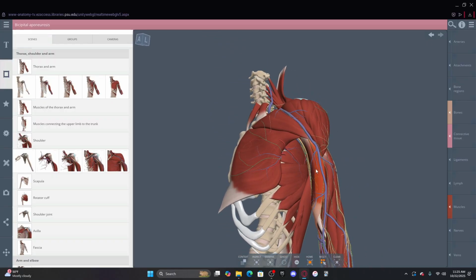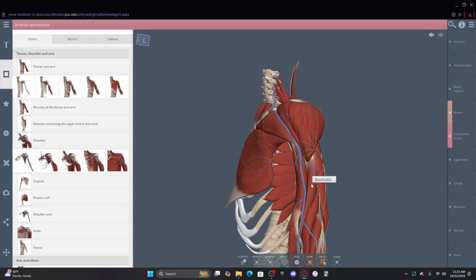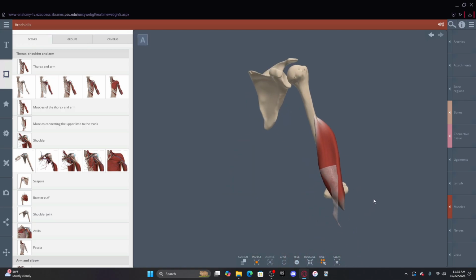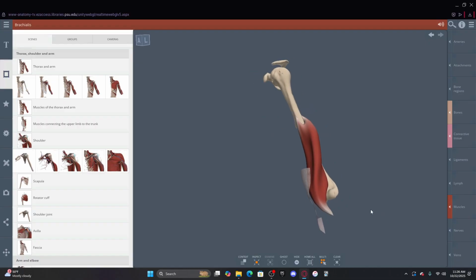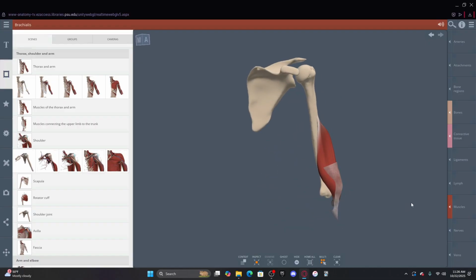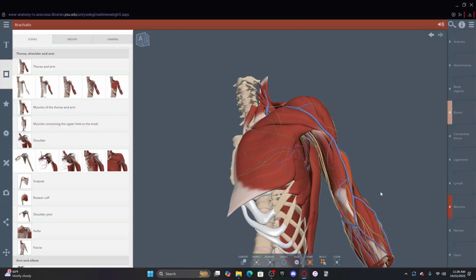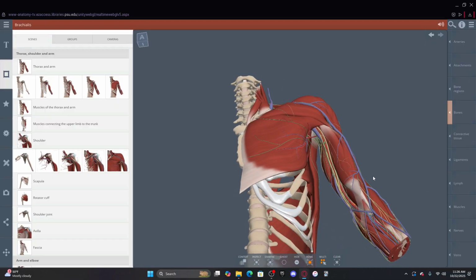And then now we have the next muscle, which is brachialis. So we went over biceps brachii. The next muscle is brachialis. Brachialis is going from the humeral shaft all the way to the ulnar tuberosity, and it's responsible for flexing the elbow. And this is the bicipital aponeurosis.